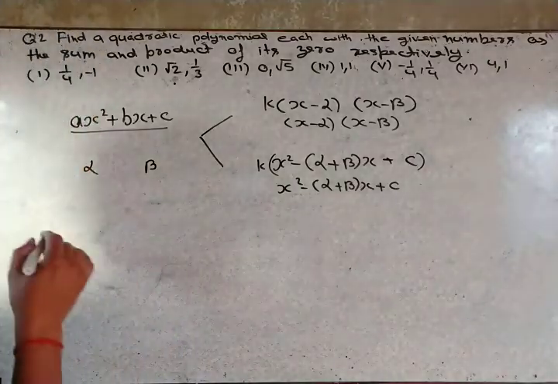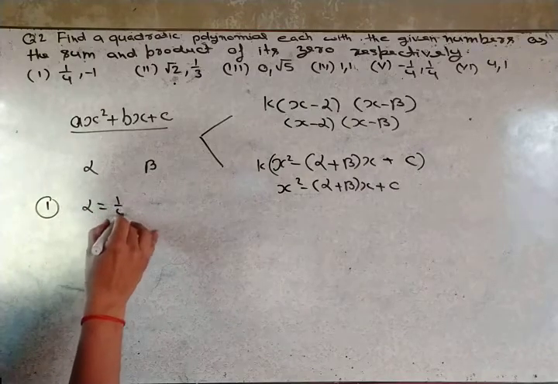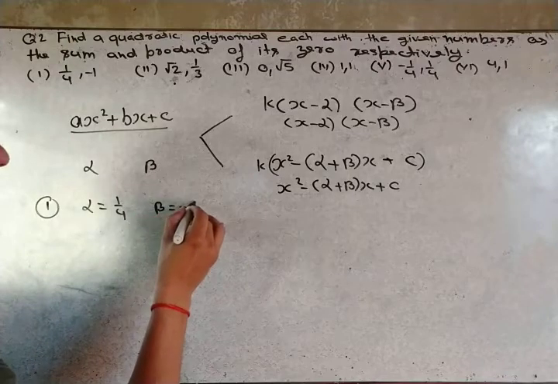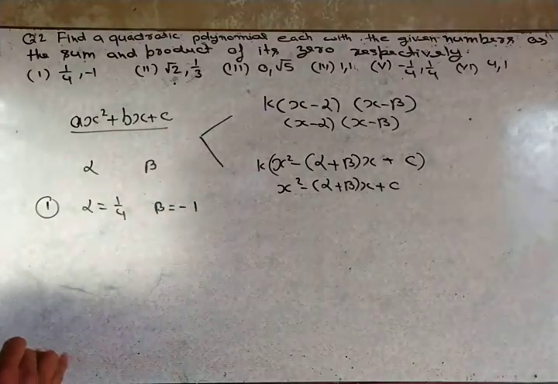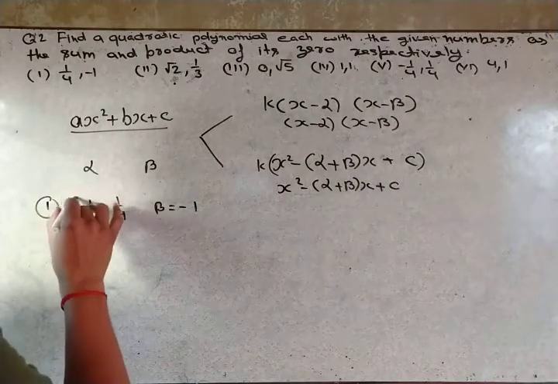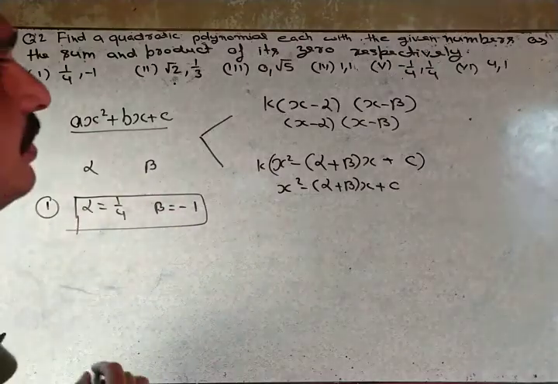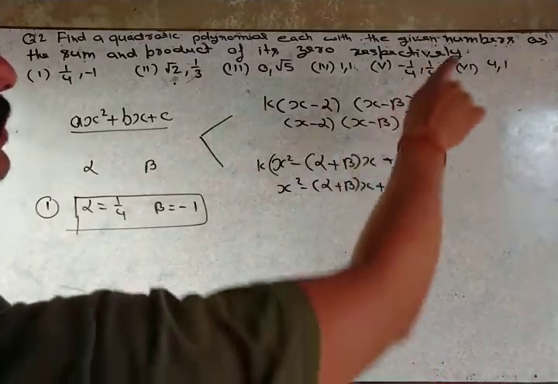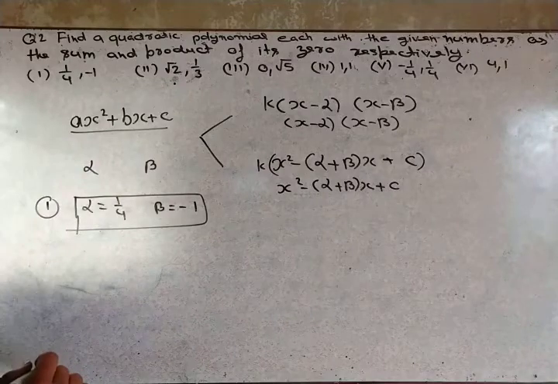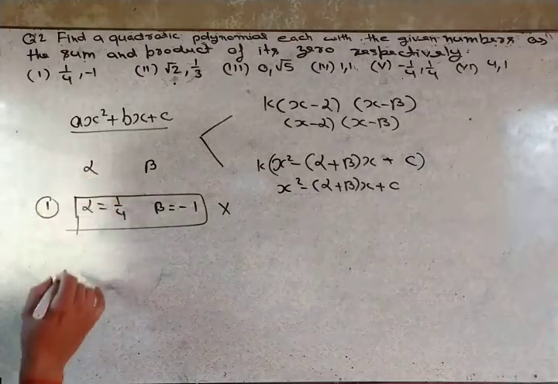Okay, so first solution, you are given alpha is equal to 1 by 4 and beta is equal to minus 1. Am I right? No, I am not right. That's why I have elaborated the lecture. Look at what has been given to you. Sum and product. This is not alpha and beta.